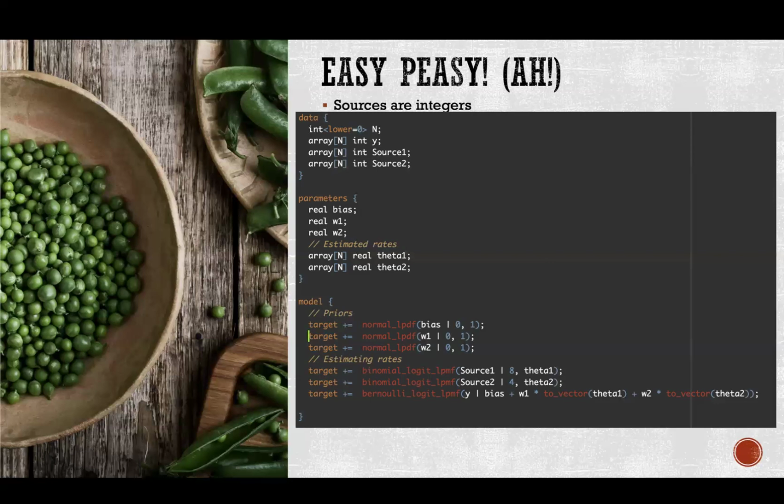Now, what we can do is, if we put these numbers between 0 and 1, each of the samples will have a value between 0 and 1. We can work on a logit scale, and you cannot see here, but it says we need binomial logit, right? The theta is estimated on a logit scale, which is the equivalent of taking these values and making a logit transformation of them. And then we can say, oh, there's bias. There's W1 times the evidence from source 1. There's W2 times the evidence from source 2.